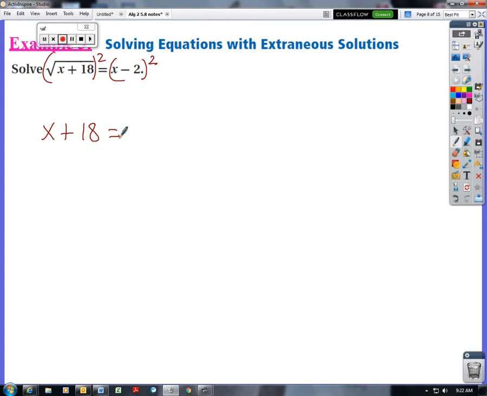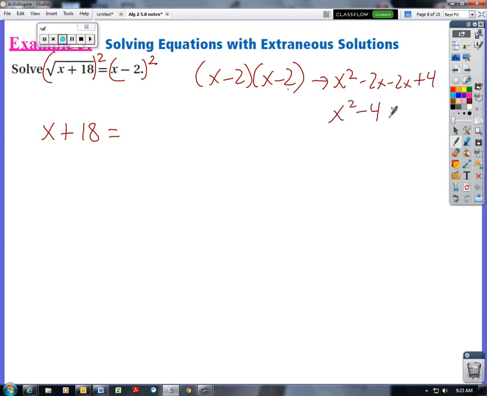Remember, that means you have to FOIL it out. You have to distribute it because you're multiplying it by itself. So that becomes x squared minus 2x minus 2x. I could write those out if you want. And then negative 2 times negative 2 is positive 4. Negative 2x minus 2x is minus 4x, and then plus 4.